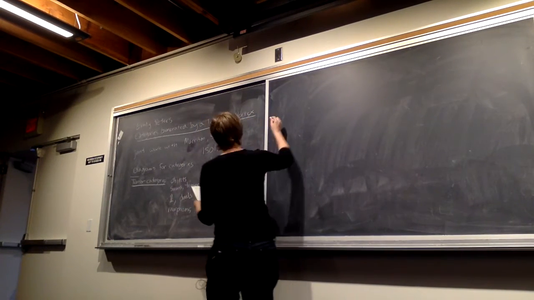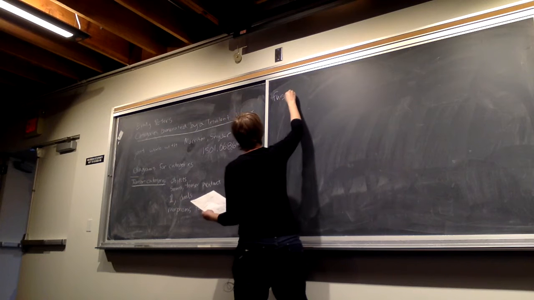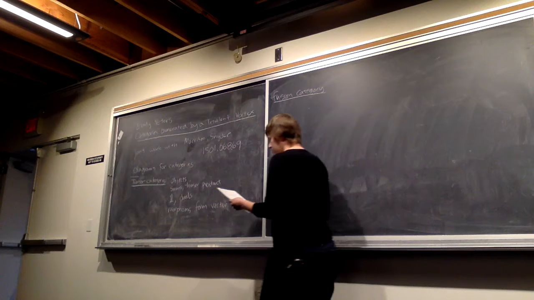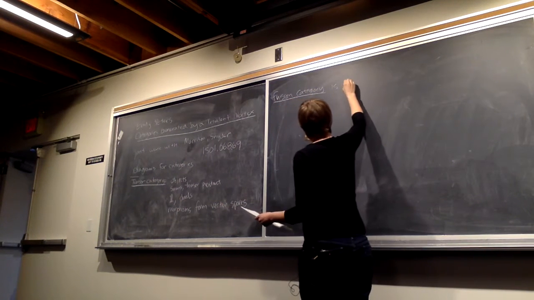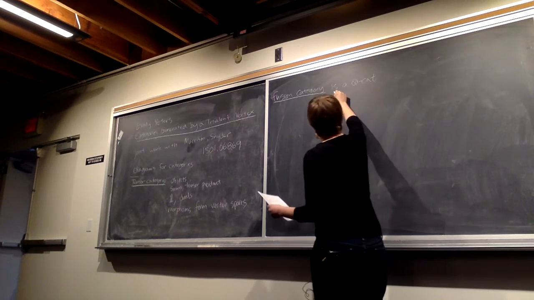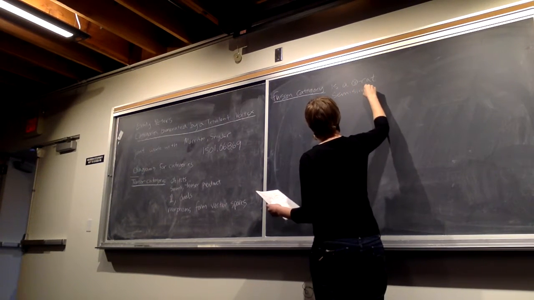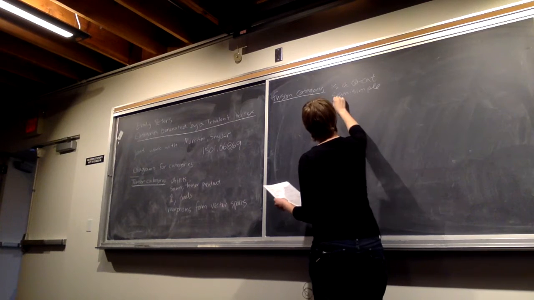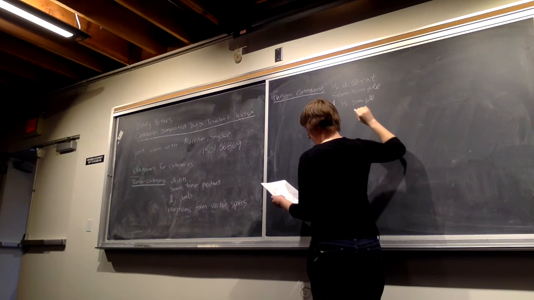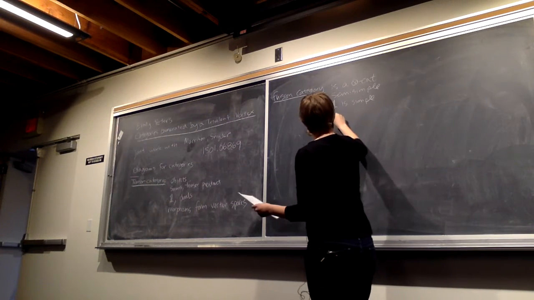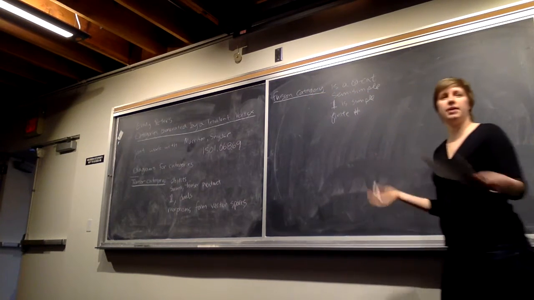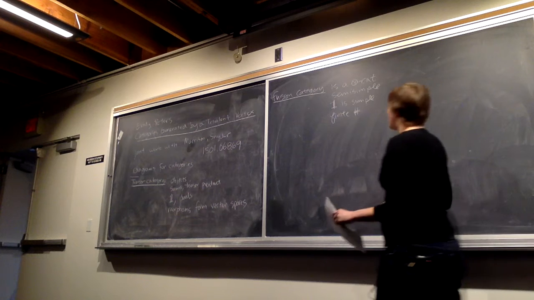And so then a fusion category is all of this and more. A fusion category is a tensor category where we also have semi-simplicity and our unit object is genuinely simple. And finally, we want there to be a finite number of simple objects, or maybe a finite number of isomorphism classes of simple objects.